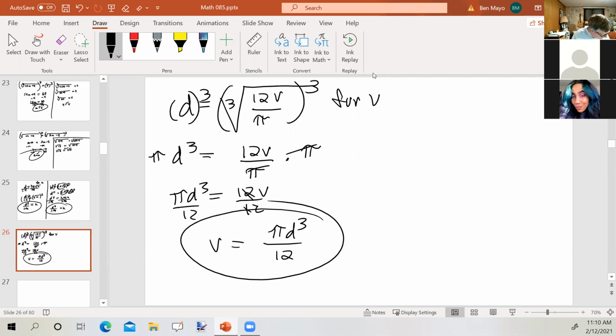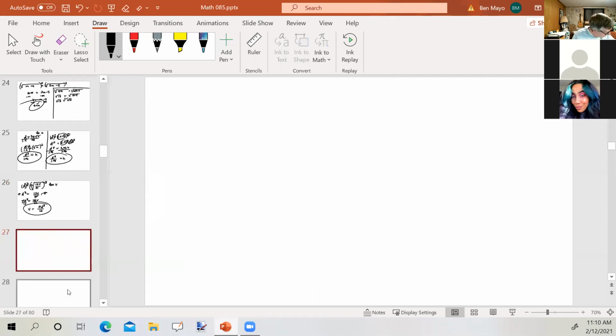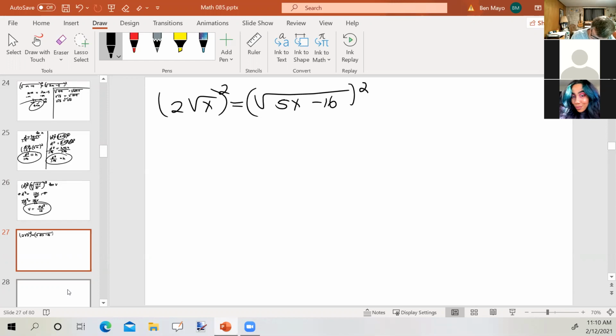Okay, let's take a look at this problem. Let's see here. Where did it go? 2 square roots of x equals the square root of 5x minus 16. We've got two radical terms. They're isolated, so we'll square both sides.